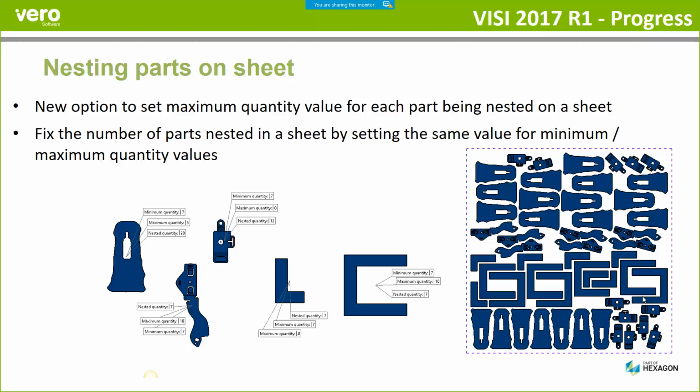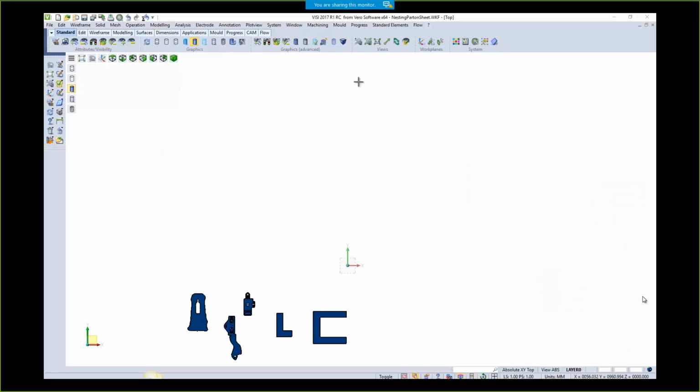There's a new option to set the maximum quantity value for each part being nested on a sheet. We can fix the number of parts nested in a sheet by setting the same value for the minimum and maximum quantity values now. Let's just quickly show you this.